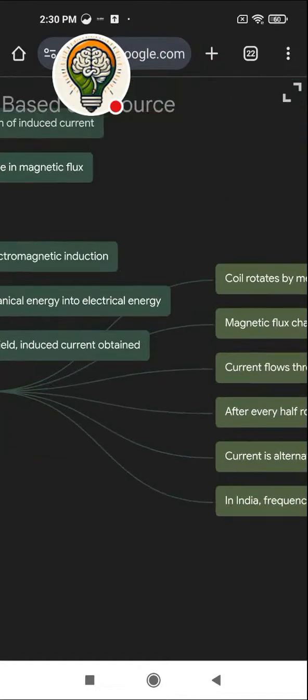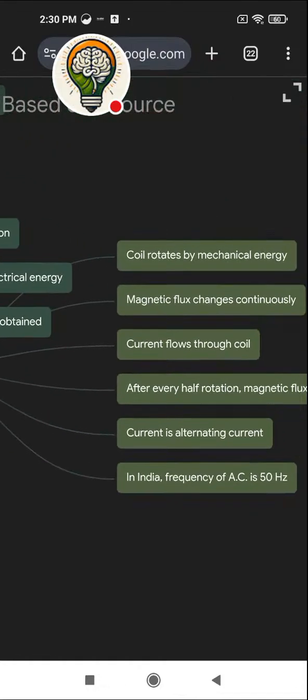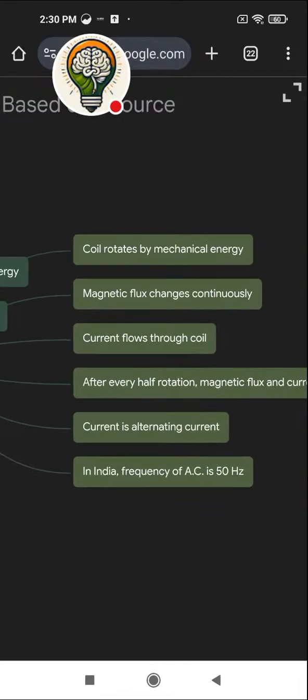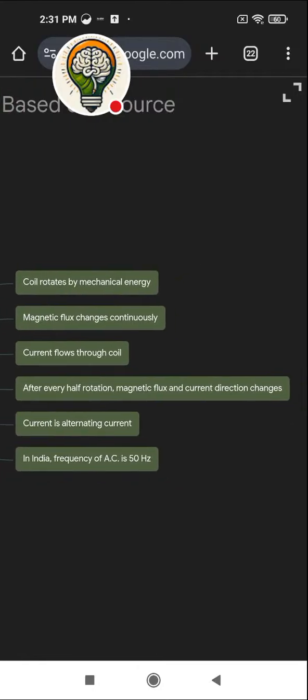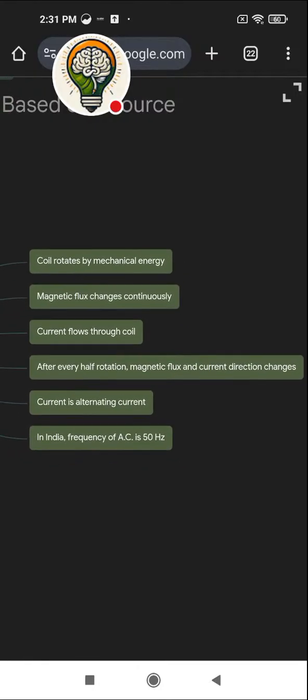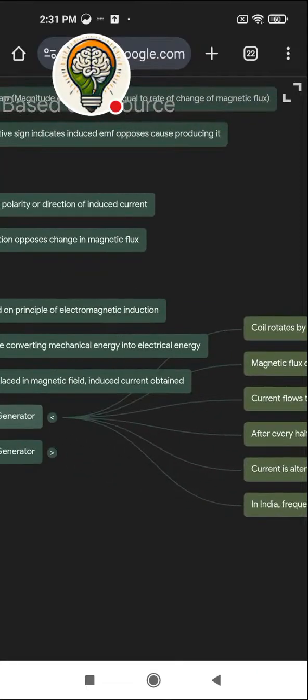So AC generator: a coil rotates by mechanical energy, the magnetic field changes continuously, and current flows through the coil. After every half rotation, the magnetic flux and current direction change, and the current is alternating current. In India, the frequency of AC current is 50 hertz.